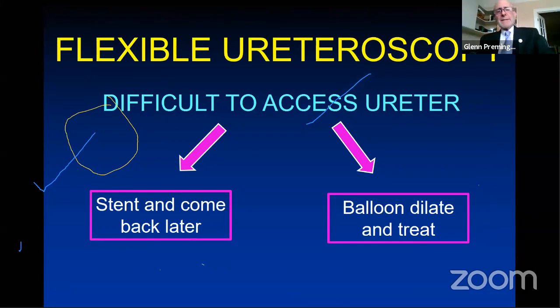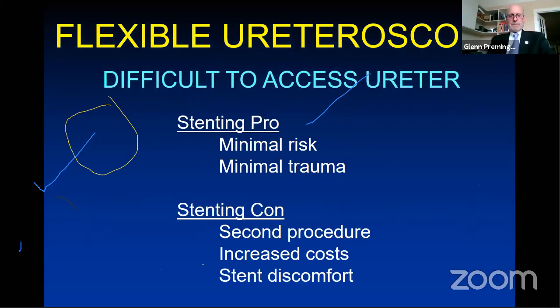Well, what happens if you're not able to place an access sheath at the beginning of the case, if you have a difficult to access ureter? Well, the two options are you can put up a stent and come back in a week or two, or you can balloon dilate and treat the narrowing of the ureter and then place the access sheath. The advantage of stenting is that it's minimal risk and minimal trauma to the ureter. However, if you stent the patient and bring them back for a second procedure, it does necessitate a second procedure with increasing cost and increasing stent discomfort for the patient.